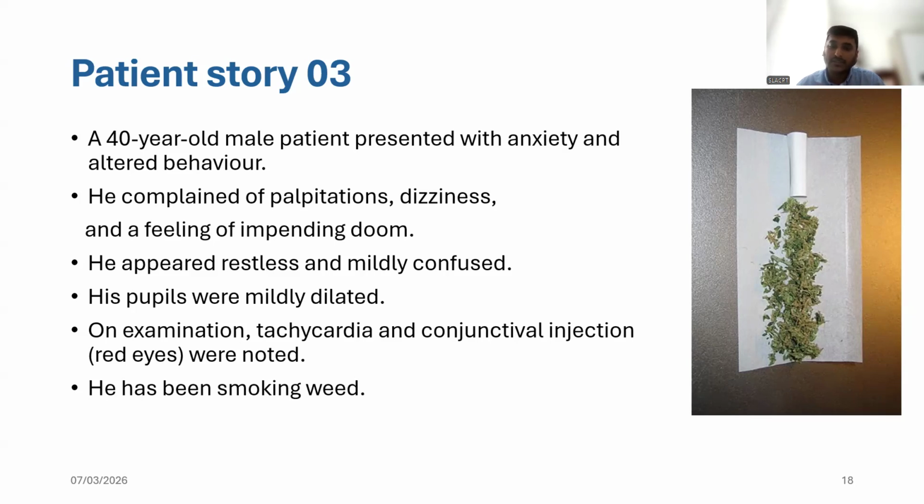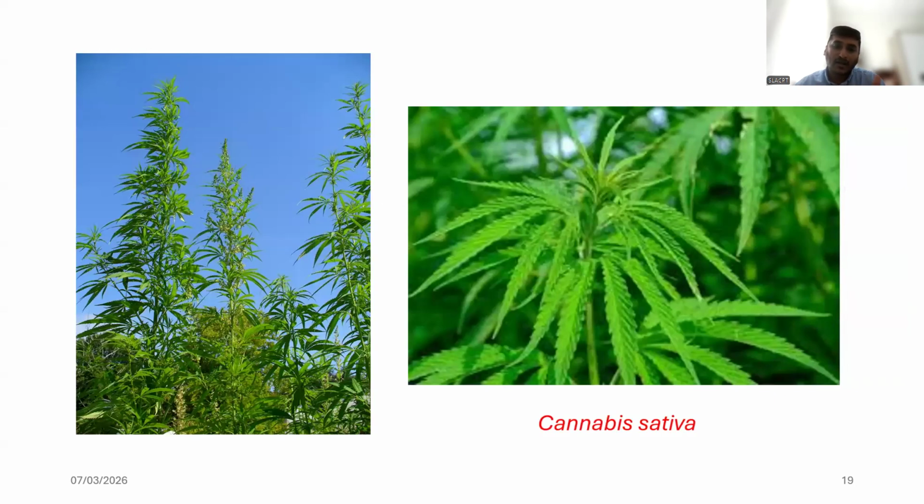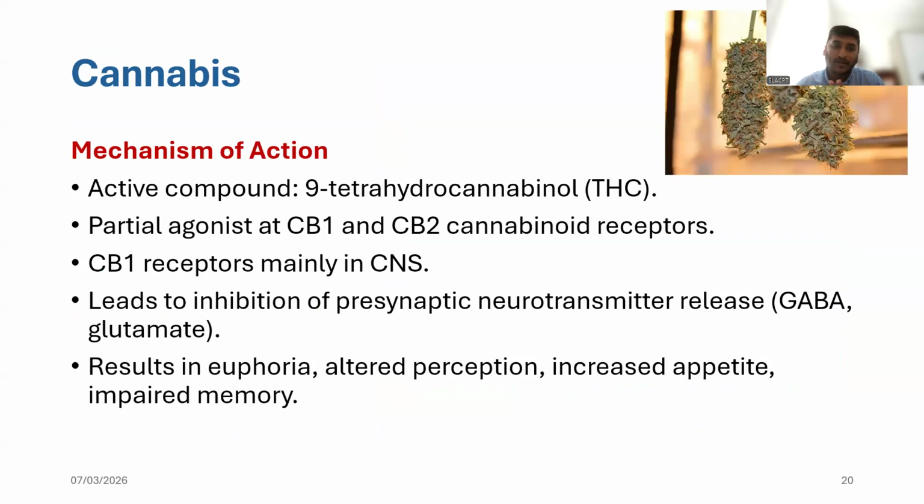So in this instance, it is weed, and you can see how the weed looks. I think all of us are aware of this drug, the plant, which is Cannabis sativa. In other countries, we call it marijuana. In Sri Lanka, we call it kansa or ganja. So this includes cannabis. The active compound is delta-9-tetrahydrocannabinol.